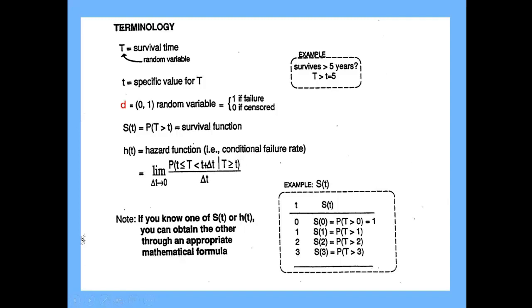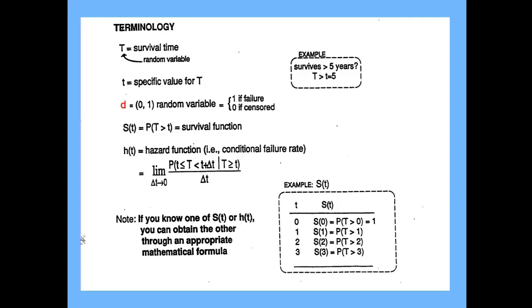So h of t is not a probability. Once you divide by delta t, you're talking about a rate. And so a hazard function is some number between 0 and there's no necessarily upper bound to what it could be, but you're talking about a rate.